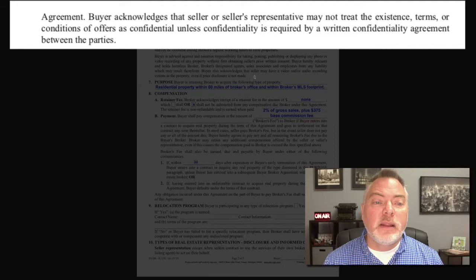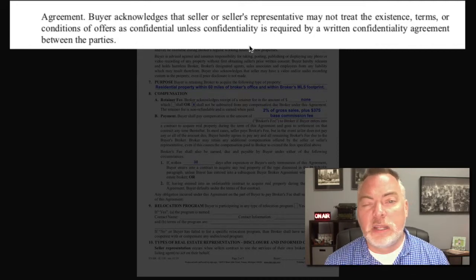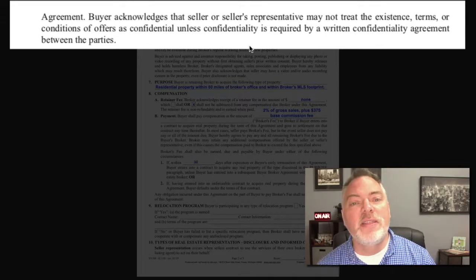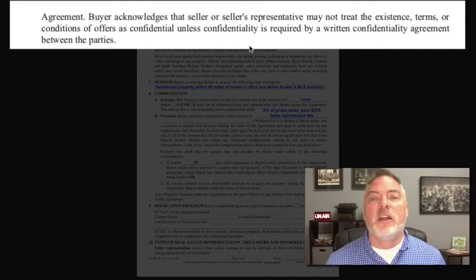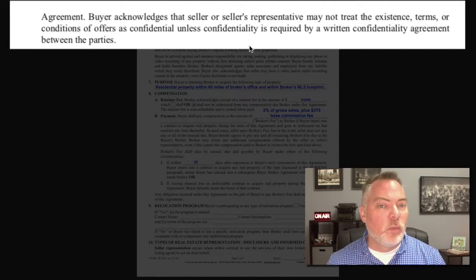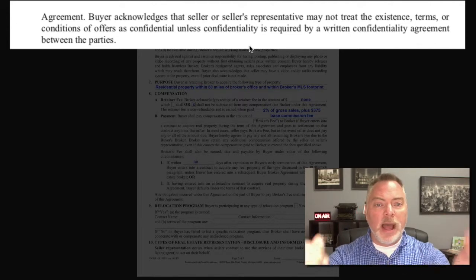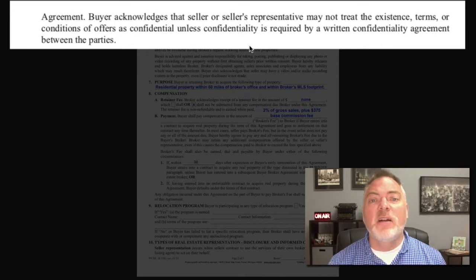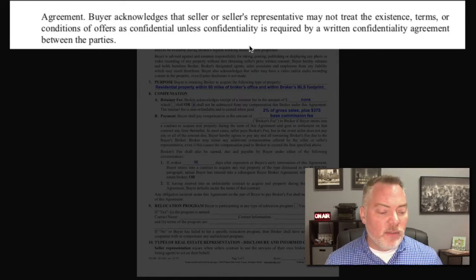And at the top of this page on page 2, this is derived from Standard of Practice 113 and 115 of the Code of Ethics. Mr. and Mrs. Buyer, you need to understand that the offers that you're making to the seller are not confidential. Once I give it to the seller, I can't share the terms of it, but the seller and their representative can.